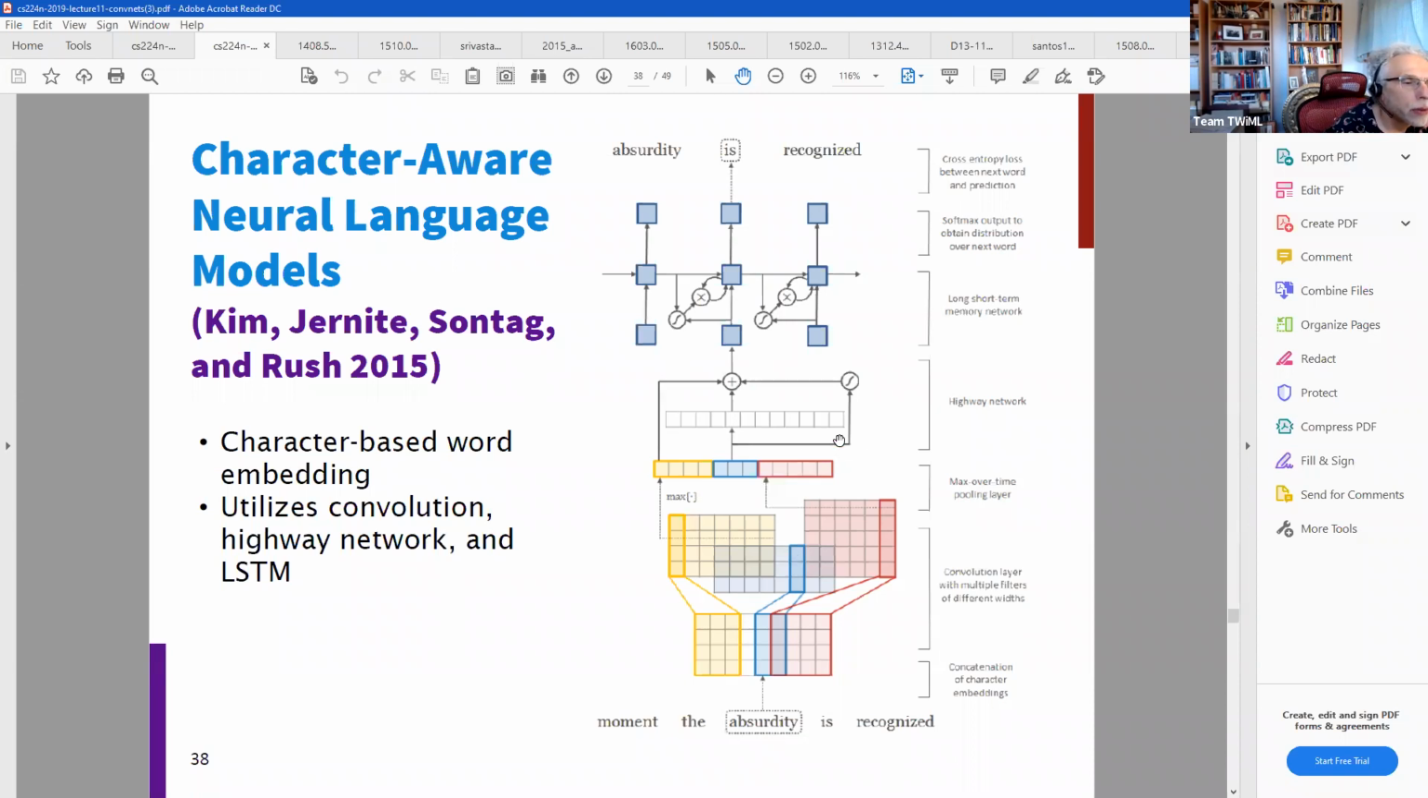Then there's another max over time. Okay, so this is the max pooling layer that we talked about. This is the highway network that maps this thing with some function, but then it adds the original back to itself.